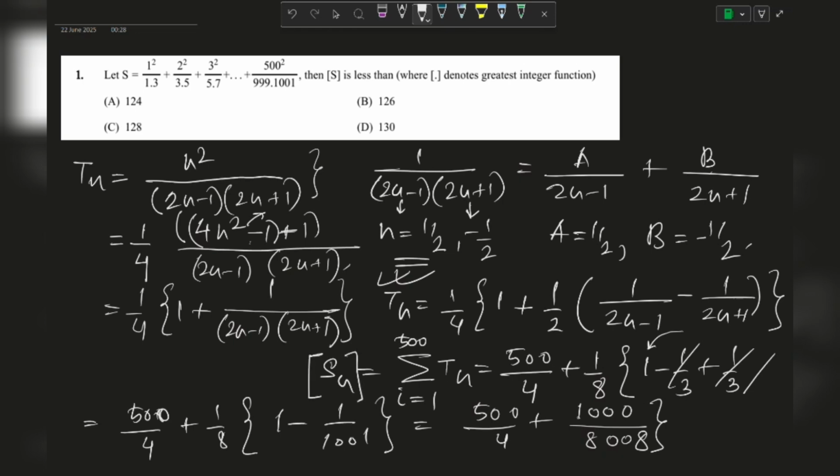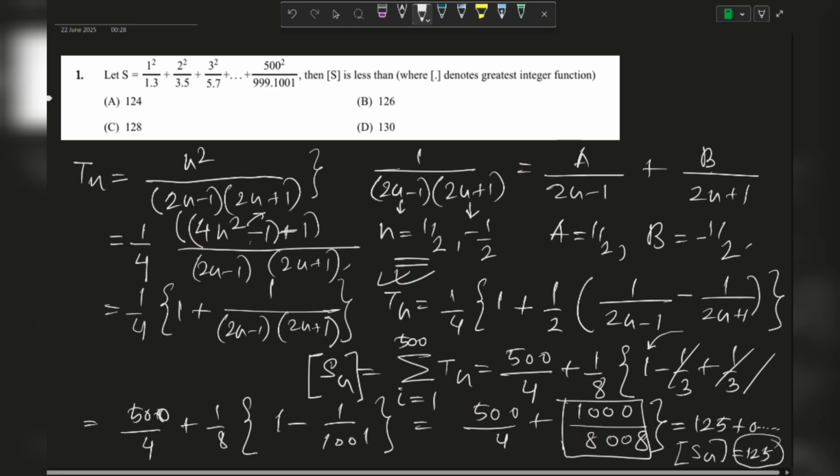So if you find out this thing, as you can obviously understand, this is some 0.00 something value, and if you divide 500 by 4, this will come out to be 125 plus some value which is 0.00 something. So basically your box value for Sn will be 125.